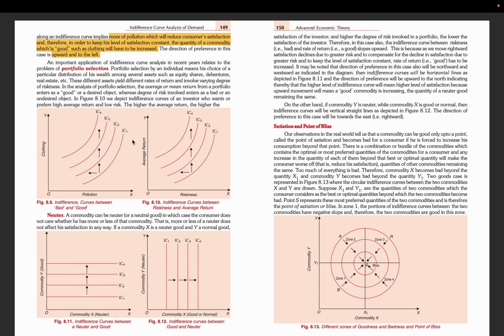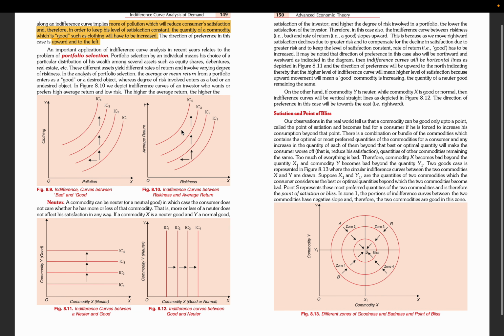So average return is a good, riskiness is a bad, and you are plotting the bad on the x-axis in both of these cases and the good on the y-axis. In figure 8.10, we depict ICs of an investor who prefers a higher rate of return and low risk. So lower risk and higher rates of return, like I just depicted here as well. The higher the average return, the higher the satisfaction of the investor.